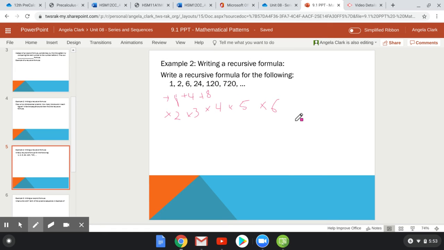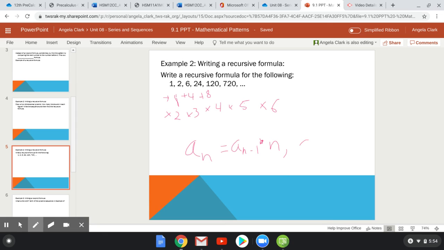So if I want a_n, I need to multiply by n. I'm multiplying something by n. So to get to term 6, I multiplied by 6. So to get to term n, I'm multiplying by n. But what am I multiplying by n? Well, I'm multiplying the previous term by n. So remember, the previous term is always going to be in your formula somewhere. So I'm multiplying the previous term by n.